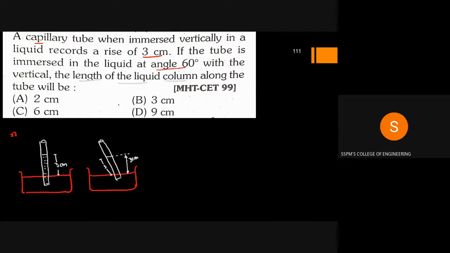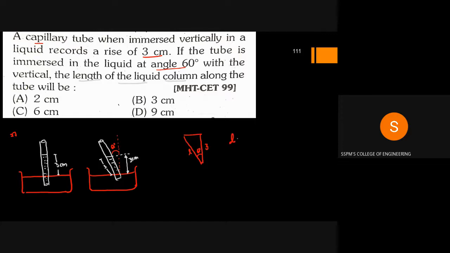Okay, so this vertical height, it will remain same. So it is a 3 centimeter only. So if you use the trigonometry, so this angle is given with respect to this vertical. So this is 60 degree. Okay, so just draw the right angle triangle. So this is given as a 3 centimeter. We are interested in this diagonal, okay, that is a L, and this angle is given as a 60 degree.